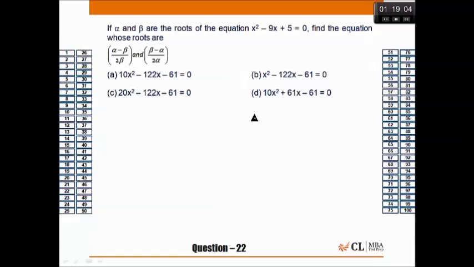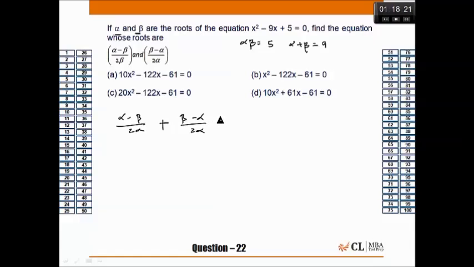22nd. Alpha and beta are the roots of the equation. Find the value of this. Oh, this is awesome. We have alpha beta equal to 5 and alpha plus beta equal to 9. Then alpha minus beta by 2 alpha, beta minus alpha by 2 beta. This is minus 61 by 10, minus 61 by 20, minus 122 by 10. Oh, the sum is giving me different values.